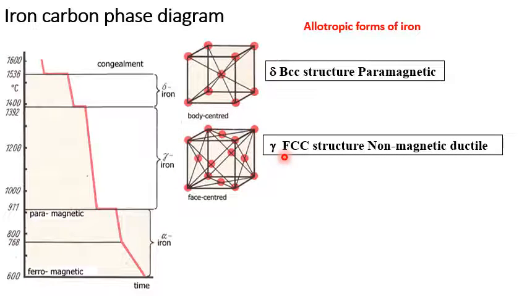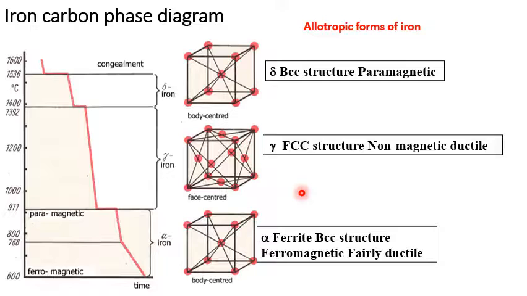One more is gamma, which is FCC in structure, non-magnetic and ductile, and which stays in between 1495 and 727. That is face centered cubic in structure. And at room temperature we will find alpha ferrite, which is a BCC structure, ferromagnetic and fairly ductile. You can see the properties of the metals, that is the steels, also change depending upon the phases present here.